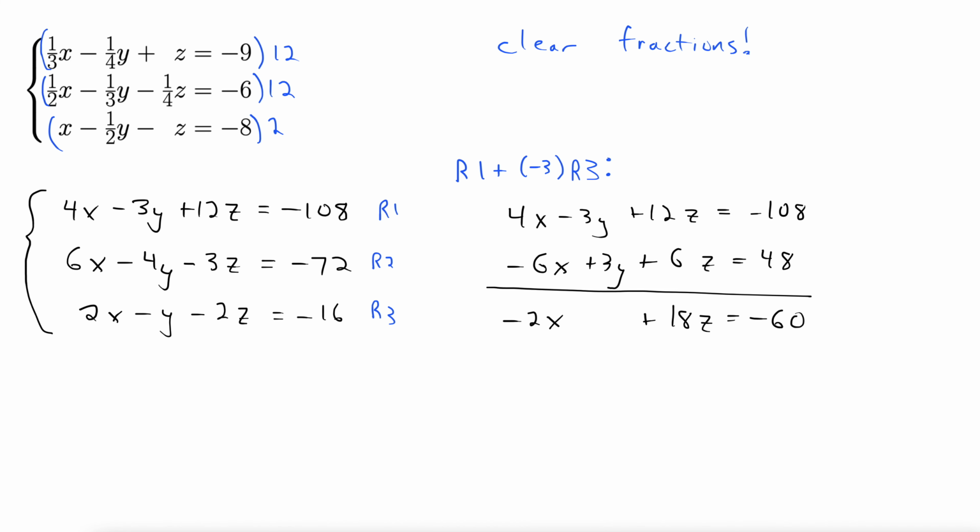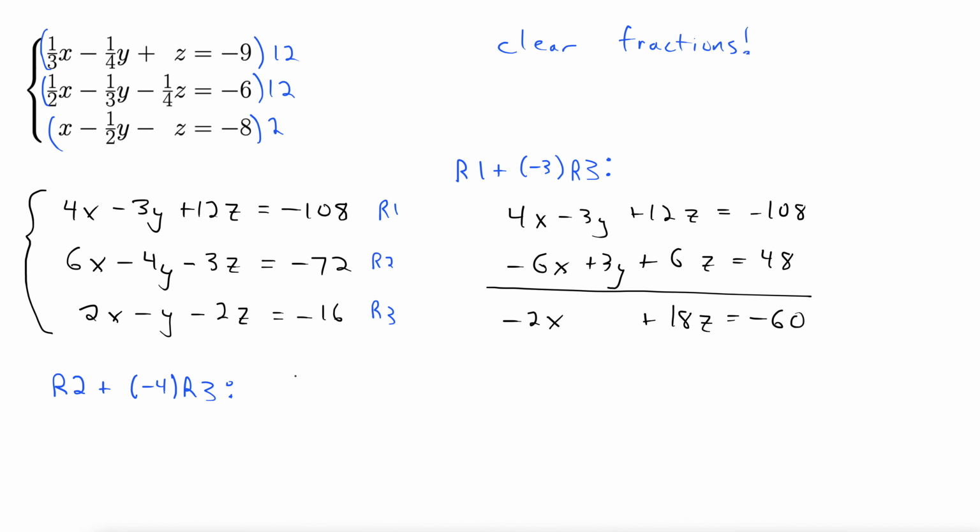Returning back to our original one here, we still want to get rid of the y's, and now we're going to use row 2. Let's do row 2 plus negative 4 row 3. And that'll knock out the y's in row 2.